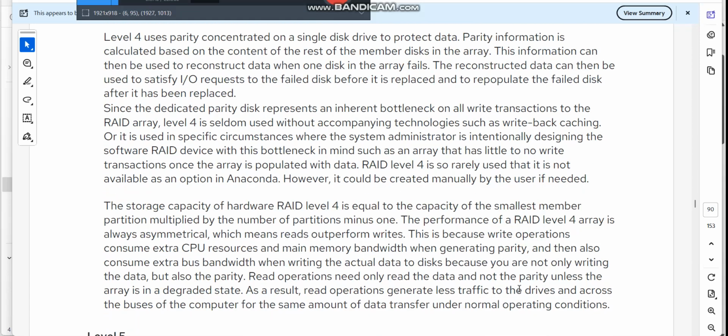RAID level 4. Level 4 uses parity concentrated on a single disk drive to protect data. Parity information is calculated based on the content of the rest of the member disks in the array. This information can then be used to reconstruct data when one disk in the array fails. The reconstructed data can then be used to satisfy input or output requests to the failed disk before it is replaced and to repopulate the failed disk after it has been replaced.